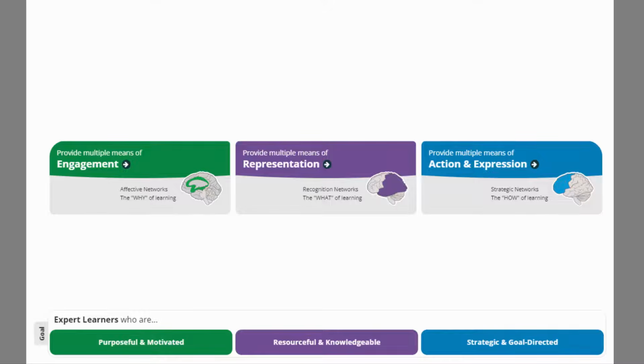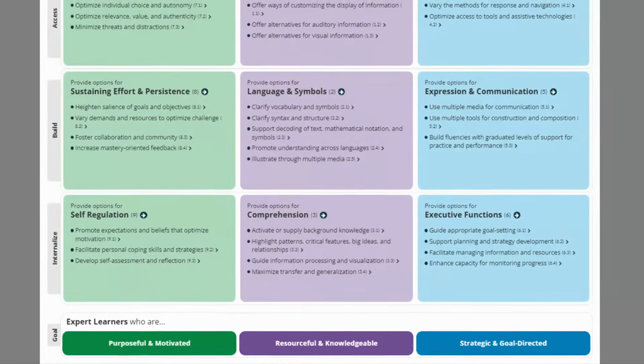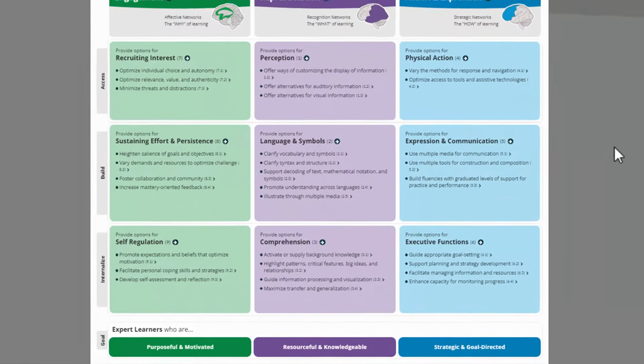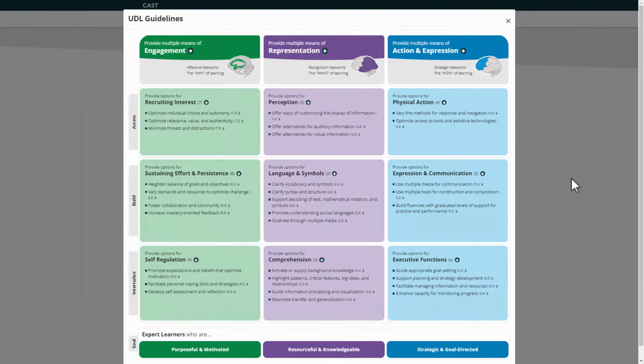Implementing the engagement principle, for example, helps us to create purposeful and motivated learners. The representation principle, resourceful and knowledgeable learners, and the action and expression principle, learners who are strategic and goal-directed. If this seems like a lot right now, remember that nobody, not even the UDL experts, are using each and every one of these checkpoints in their work.